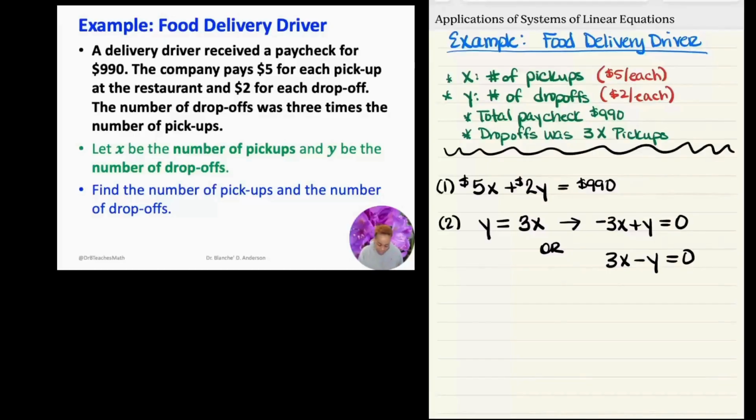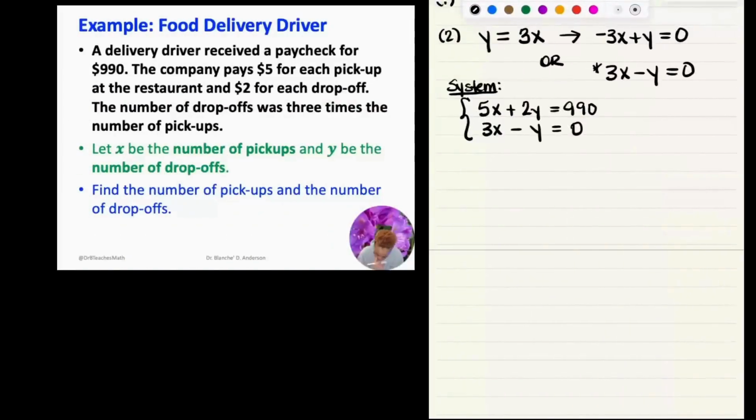Okay, I hope that makes sense. Whether you move the Y over here or you move the X over here, you end up with something equivalent. For the sake of this one, we'll go with this equation, just because the X is positive. Okay, let's keep going. Let's do the substitution method first. So I'm going to do substitution.